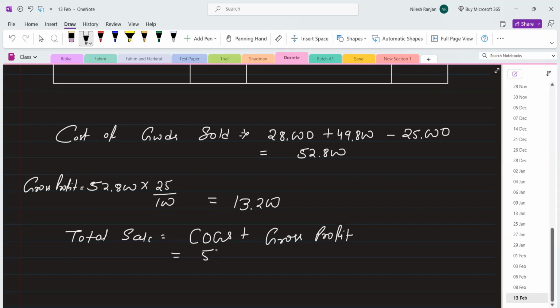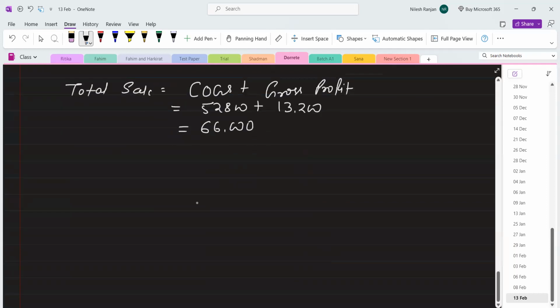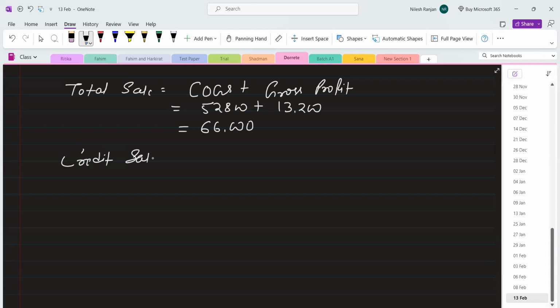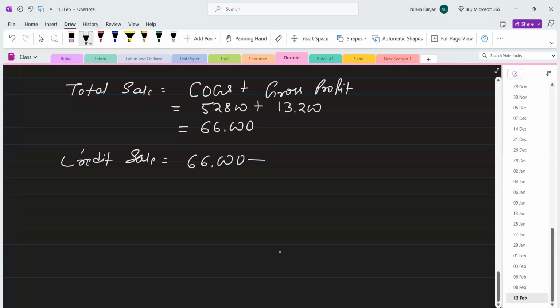Cost of goods sold is 52,800, plus gross profit is 13,200. It is 66,000. This is your sales. Now, cash sale is given in the portion, so you can calculate credit sale by this. Credit sale equals total sale, that is 66,000, minus cash sale, which is 15,000. So credit sale is 51,000.